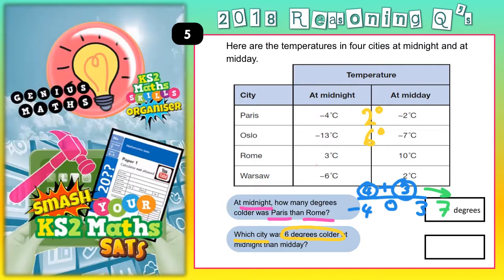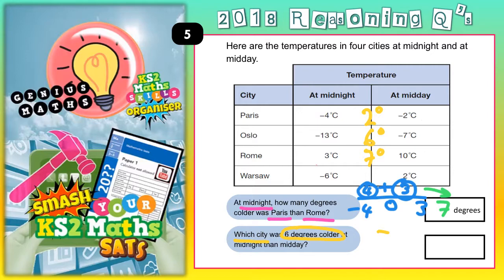Rome, they are both above 0. So the gap from 3 to 10 is 7 degrees. Now Warsaw is the trickier one. That's got a midnight temperature of -6 and a midday temperature of 2. That's either side of 0. So -6 is below 0 and 2 is above 0. So we've got to be careful.